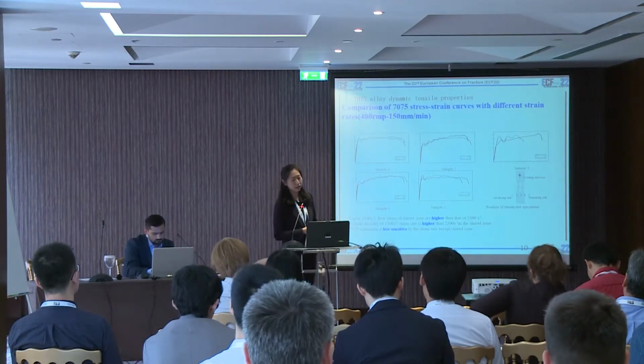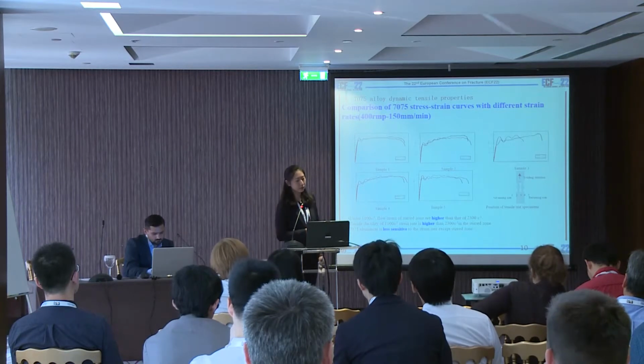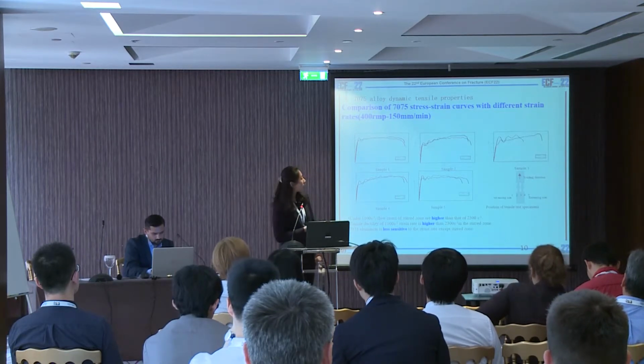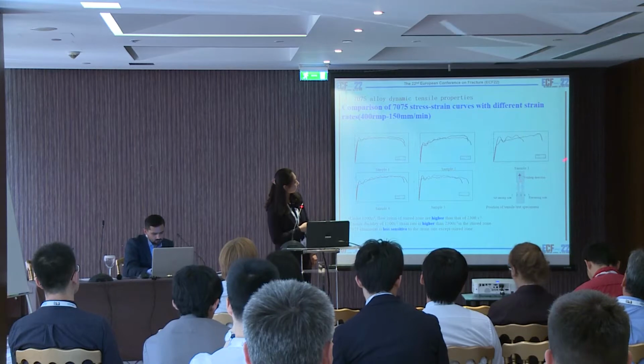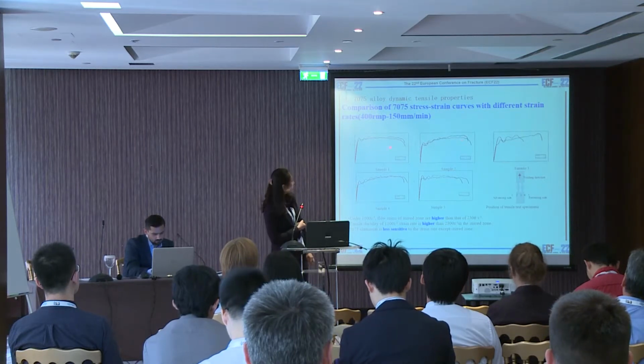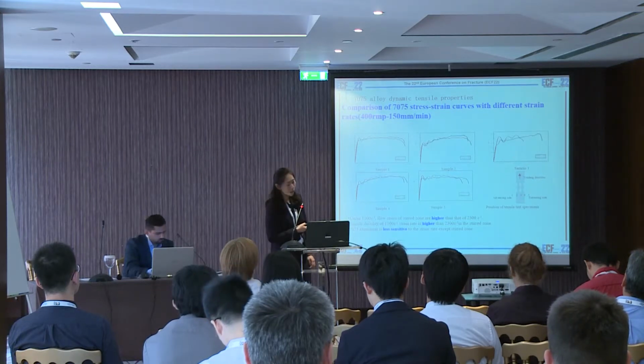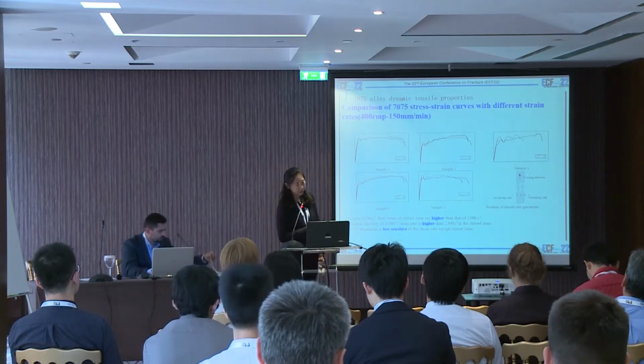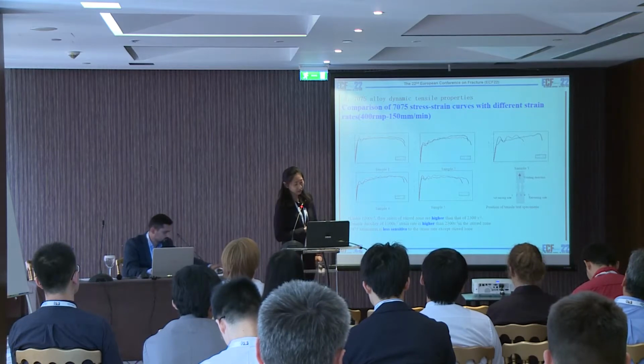And this is a comparison of the different strain rates of 7075. That is different from the 2024. The other four samples are similar, but in the stirred zone, the 7075 is not less sensitive.